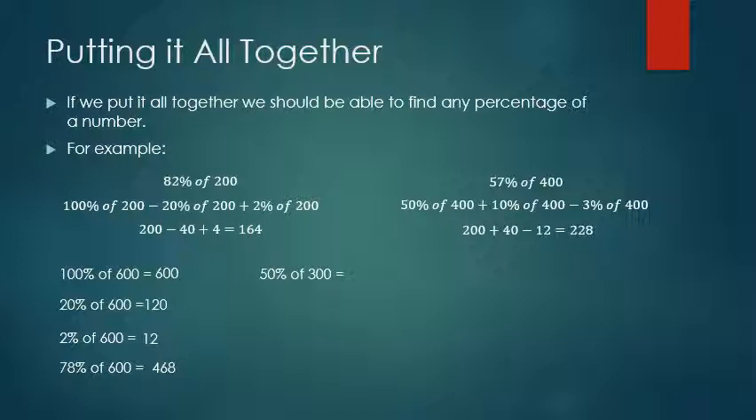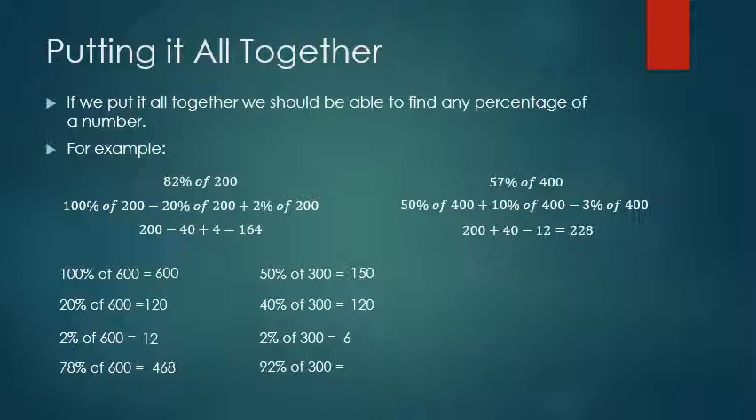50% of 300. So remember 50%, we just cut the number in half, so 50% would be 150. 40% of 300. So remember we find 10%, which would be 30, and multiply it by 4, 120. 2% of 300. So 1% would be 3, 2% would be 6.